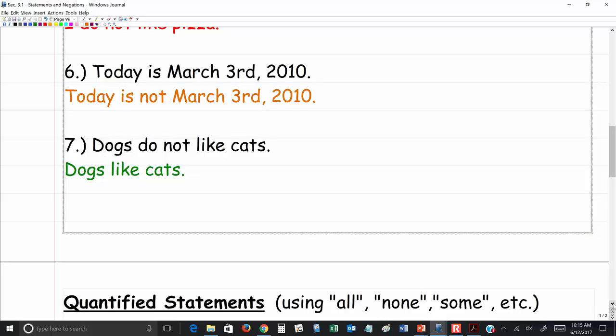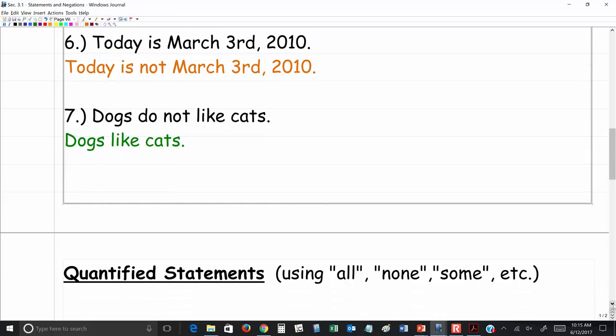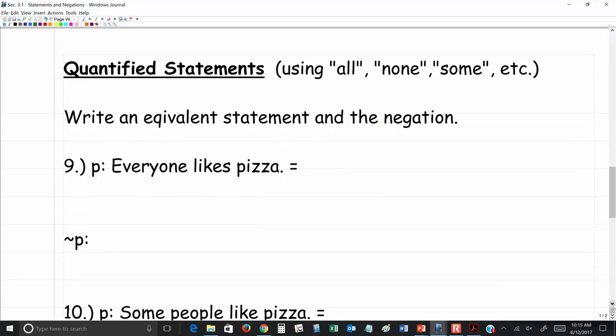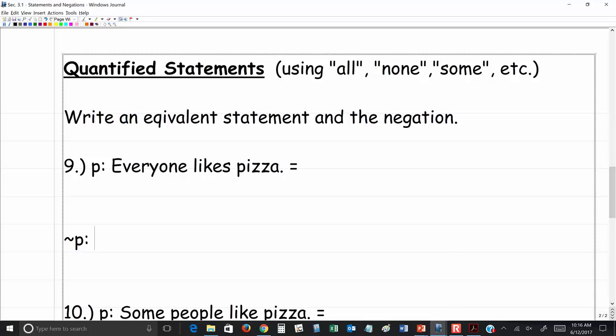Okay, so then we'll look at what we call quantified statements. These are a little bit more difficult because you have to think about it a little bit more. These are statements using words like all, none, or some. All right, so if the statement is everyone likes pizza, the negation of that would be some people do not like pizza, or at least one person does not like pizza.